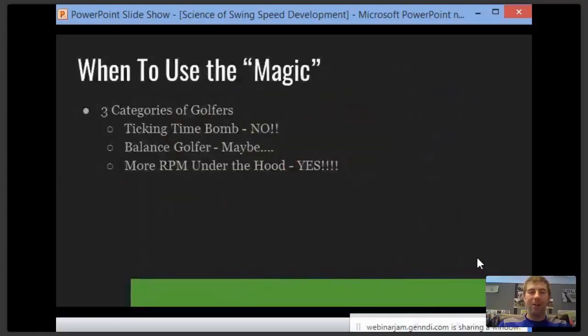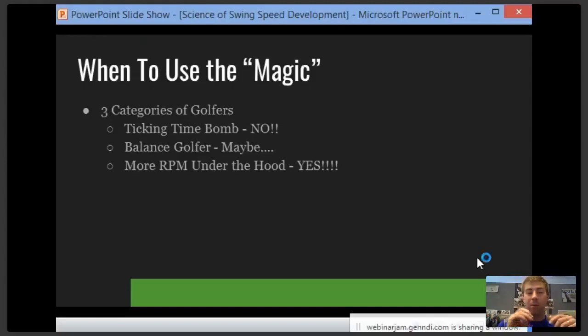Okay, so the question that I really want to drive home today, if nothing else, take this home, is that if you're going to use any of these nervous system strategies or magic out there, it's very, very critically important that we know when to use it and when not to use it. So there's 3 categories of golfers that we've found over the 1,000+ data points, the 1,000+ golfers we've got in the database.